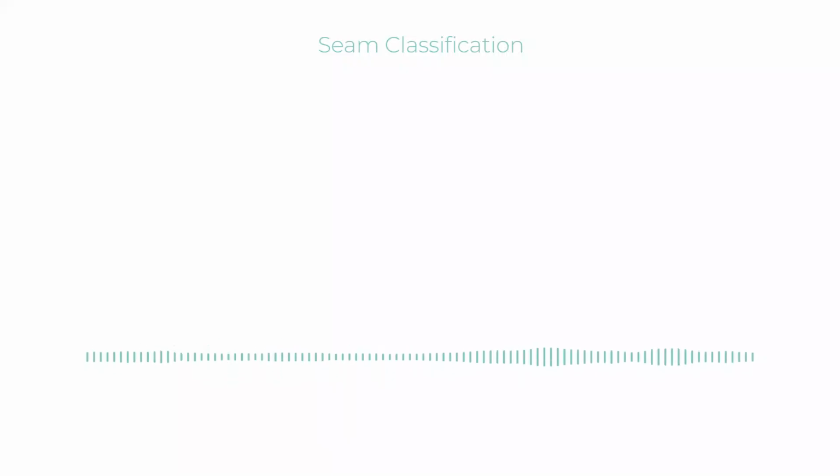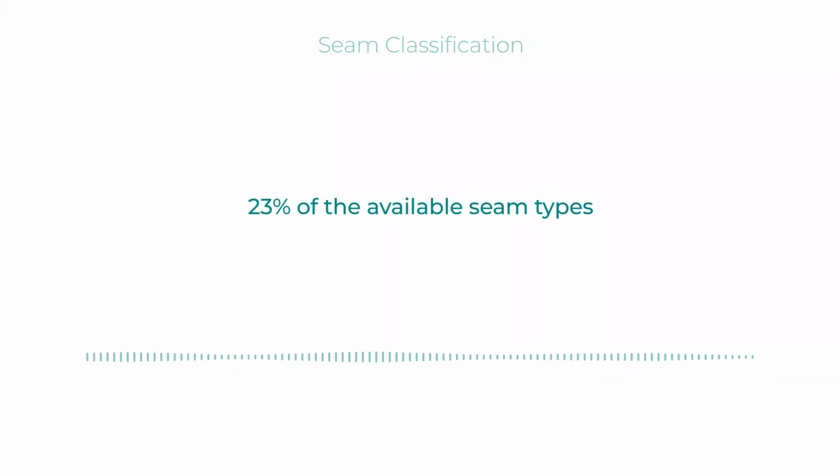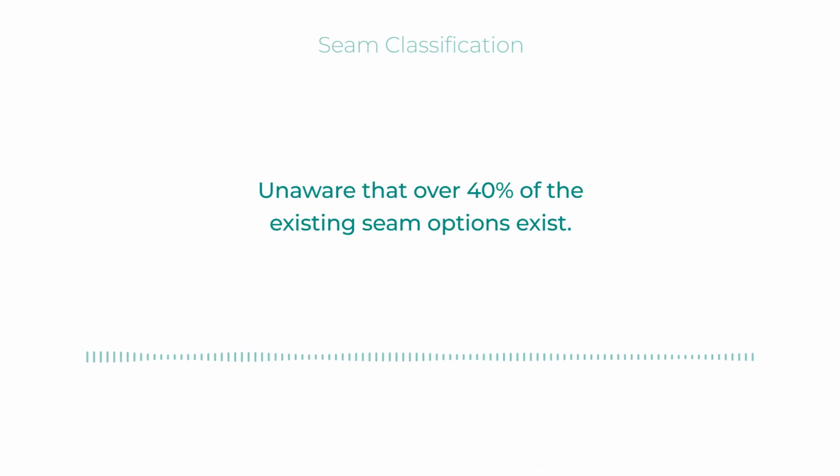You are likely using only 23% of the available seam types in your work right now. And what is actually worse, you might be unaware that over 40% of the existing seam options even exist in the first place. It is a staggering blind spot in the apparel industry.